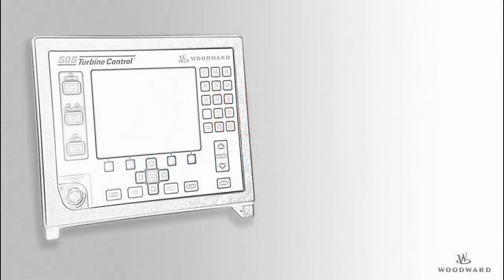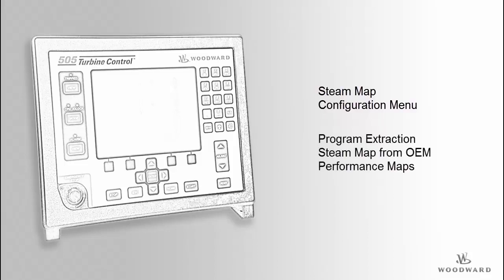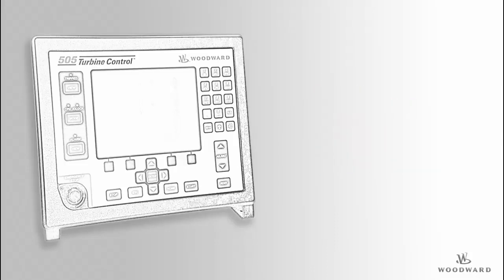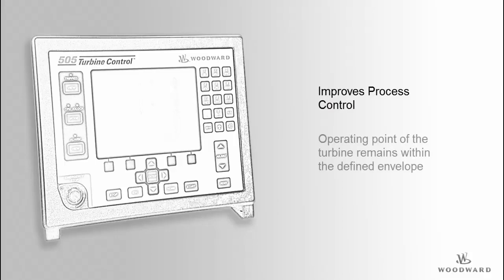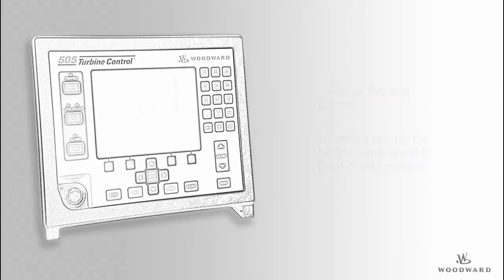In this tutorial, we will first overview the steam map configuration menu. Then, we will review how to program the 505 XT extraction steam map from OEM performance maps using the steam map configuration menu pages. Properly configuring the 505 XT steam map improves process control as well as keeps the operating point of the turbine within the defined envelope.